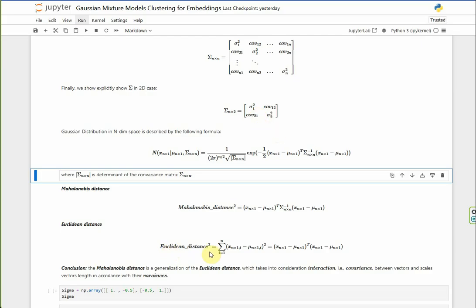So Euclidean distance is the basis and Mahalanobis distance is an extension of Euclidean distance. Therefore, both the one-dimensional normal distribution and the n-dimensional normal distribution use the notion of distance in order to compute probability. And this is the key relationship between the distance and probability.